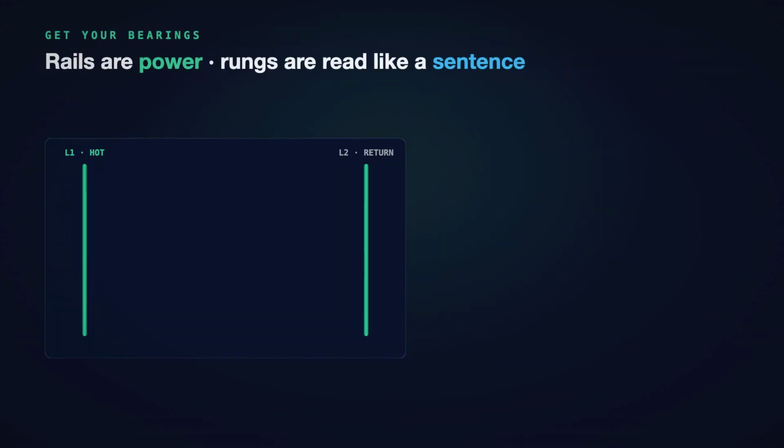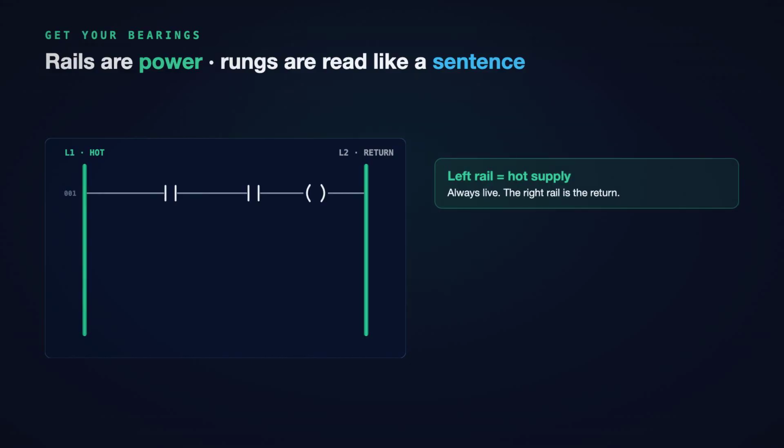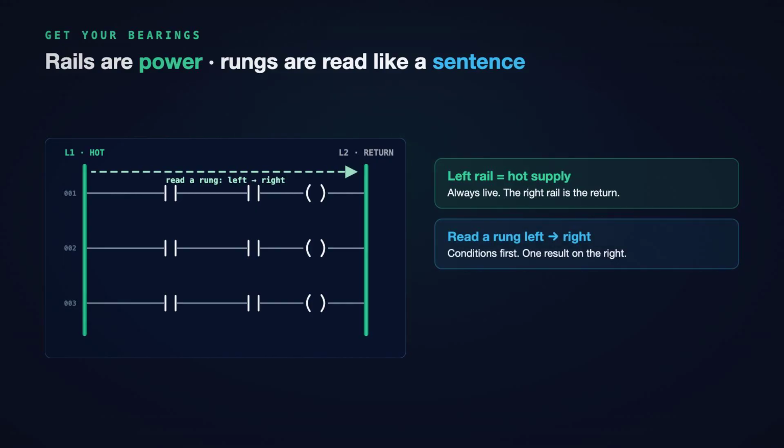First, get your bearings. A ladder diagram is two vertical rails with horizontal rungs strung between them. The left rail is power, the hot side, always live. Call it L1. The right rail is the return, the neutral side. Call it L2. Every rung bridges the two. You read a rung like a sentence, left to right. Conditions first, the result on the right. And you read the whole program like a page, top to bottom, one rung after another.